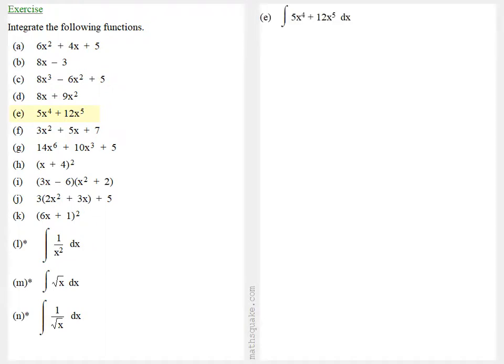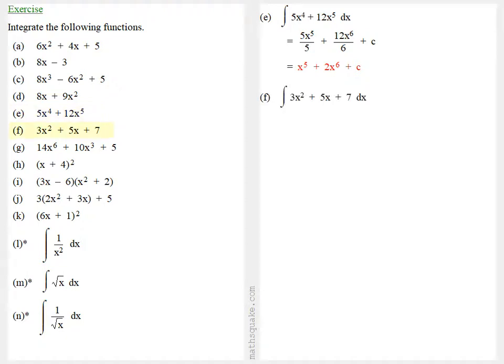In part E, we have 5x to the power 4 plus 12x to the power 5, and when we integrate that, the first term becomes 5x to the power 5 over 5. 12x to the power 5 becomes 12x to the power 6 over 6, and we must add on c. So that simplifies to x to the power 5 plus 2x to the power 6 plus c.